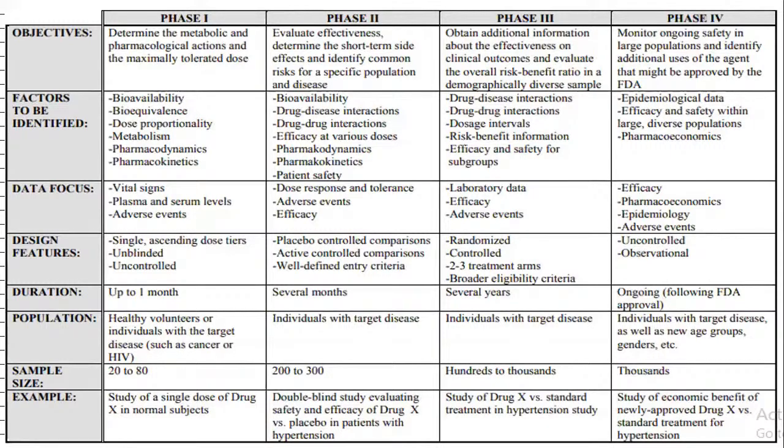What are the important factors that we need to understand? Like in phase 1 we need to understand the bioavailability, bioequivalence of the product, dose response relationship called dose proportionality, and then metabolism, pharmacodynamics, pharmacokinetics. These are the main important factors we need to identify. Same thing in phase 1, data focus points: vital signs, safety related issues, if any side effect comes, plasma serum level of drug, and adverse events. So we'll see all those signs and symptoms and safety issues.